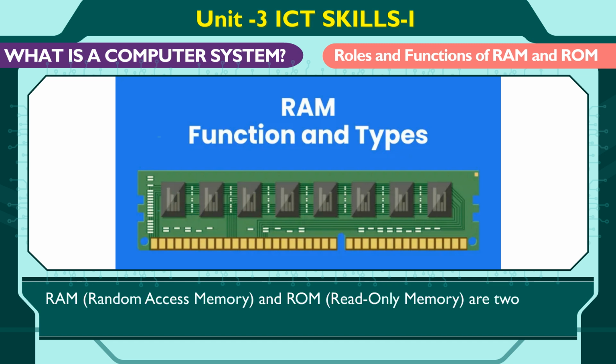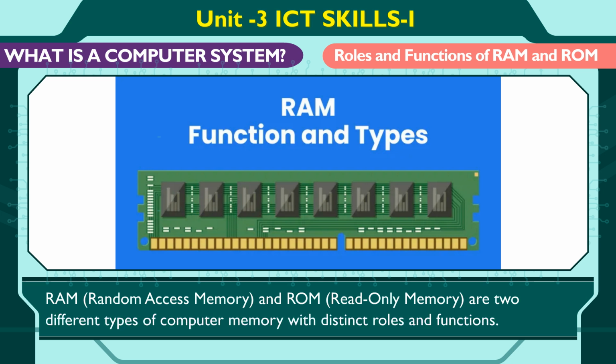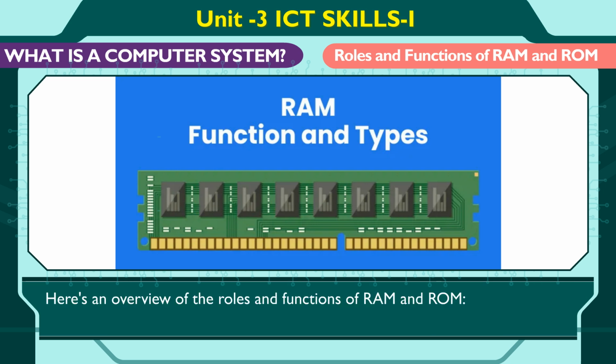Roles and functions of RAM and ROM. RAM, random access memory, and ROM, read-only memory, are two different types of computer memory with distinct roles and functions. Here is an overview of the roles and functions of RAM and ROM. Roles and functions of RAM.